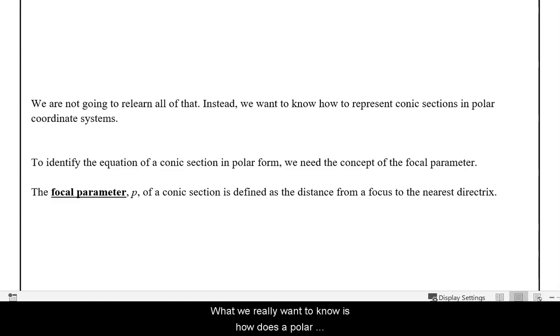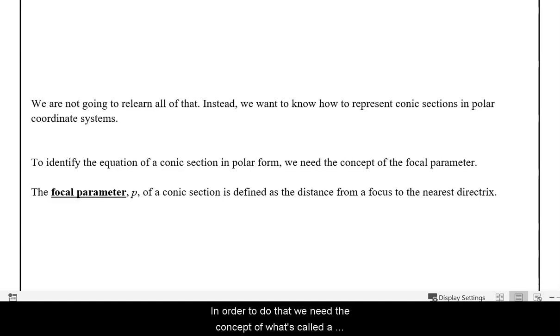What we really want to know is, how does a polar coordinate system make it easier to work with these conic sections? If you'll remember from college algebra and calculus 1, the equations for the ellipse and the hyperbola are quite complicated, especially when you want to look for the directrix lines and the asymptote lines. We want to see if using polar coordinates could make our job simpler, since polar coordinates are, of course, based on circles, and circles curve, as do hyperbolas, parabolas, and ellipses.